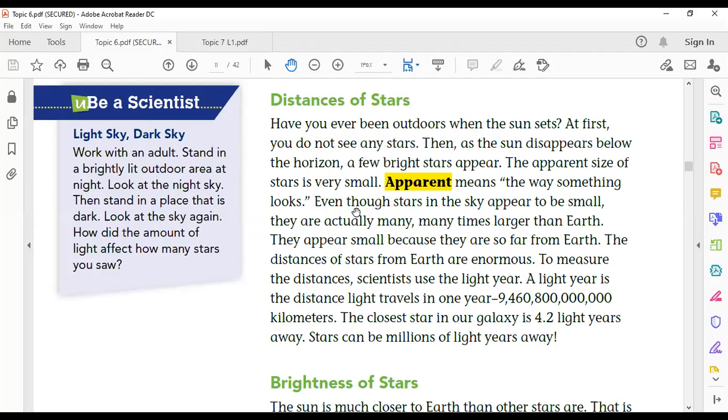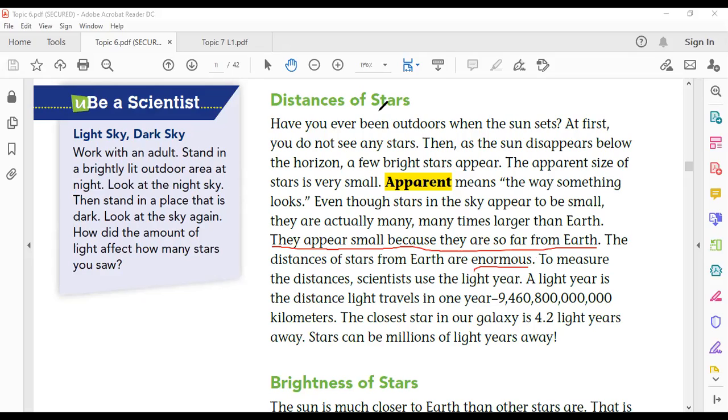Right. So let's continue. Even though stars in the sky appear to be small, they are actually many, many times larger than Earth. They appear small because they are so far from Earth. Please highlight this. The word apparent comes from the word appear, or look small, because they are so far from Earth. The distances of these stars from Earth are enormous, very, very large.